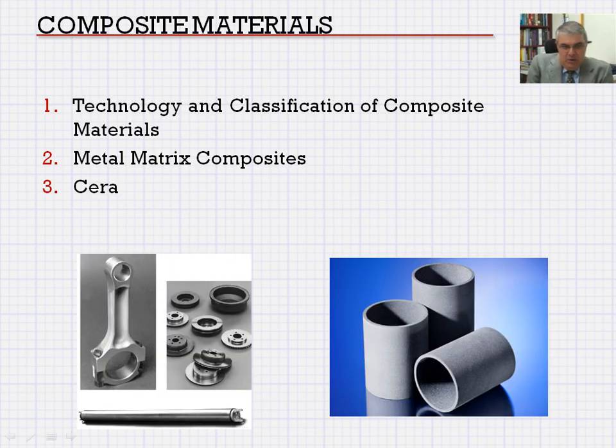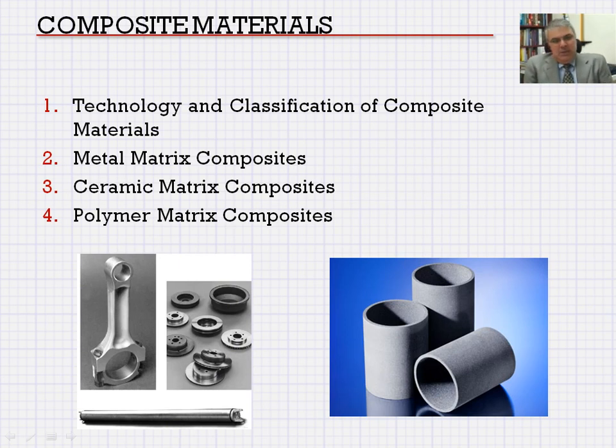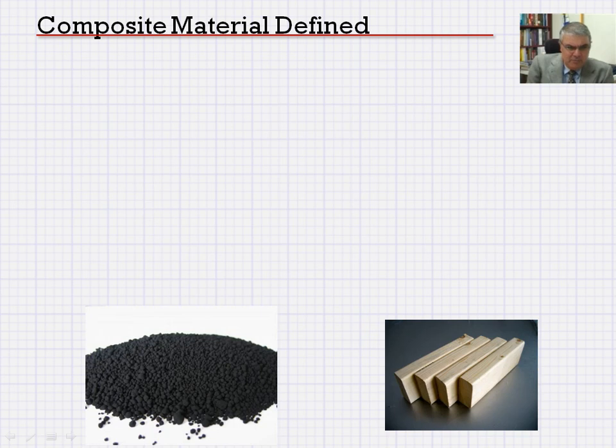So let's go over our lecture objectives today. What we try to do today is cover the basics of technology and classification of composite materials. We are also going to go over metal matrix composites as one of the major categories of composites, and then we're going to cover ceramic matrix composites and polymer matrix composites.